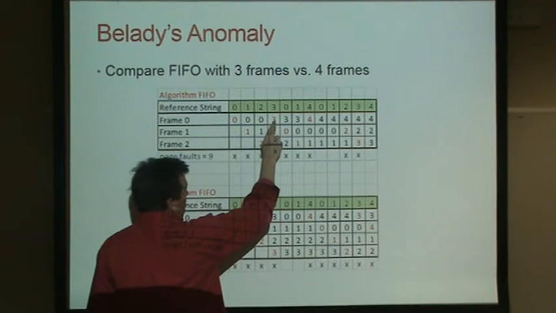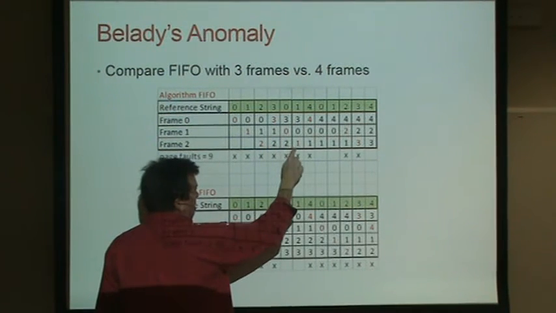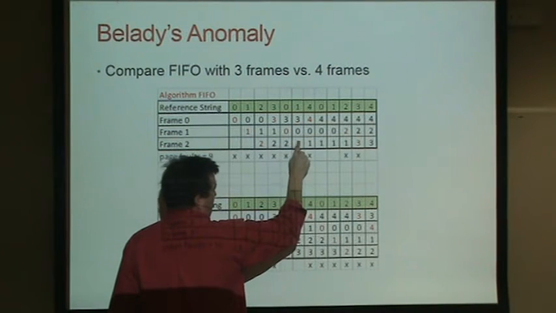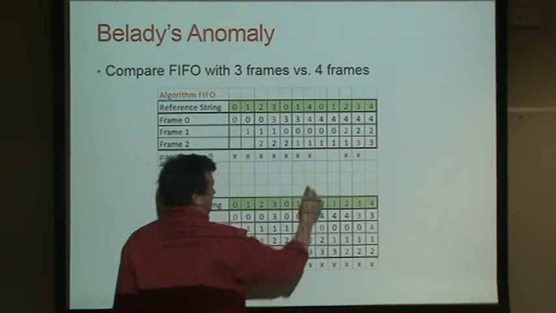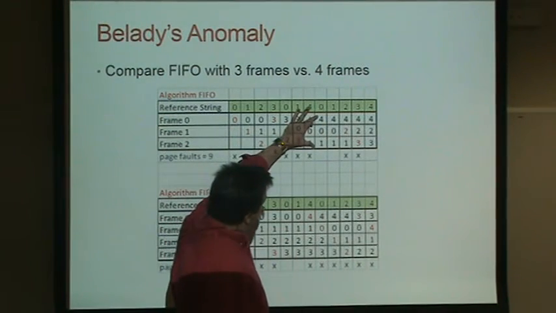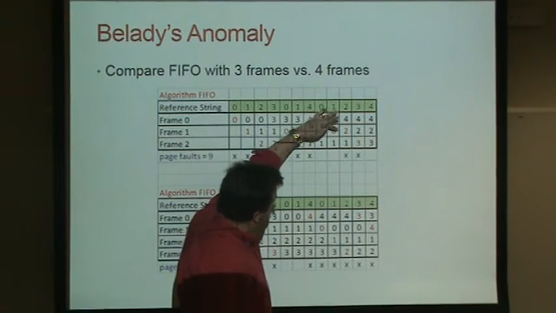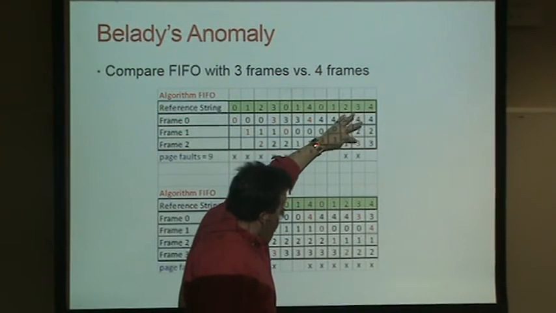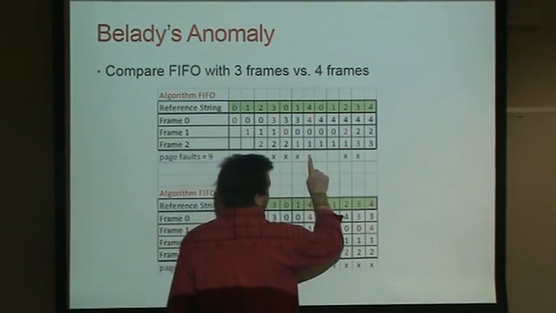So we'll write it on top of 0, then 0 wants to come in, so we write it on top of 1, then 1 wants to come in, we write it on top of 2, then 4 wants to come in, so we write it on top of 3. 0 is already in, 1 is already in, now 2 wants to come in, so it's going to be written on top of this one, 3 wants to come in, it's written here. So we have these page faults: 1, 2, 3, 4, 5, 6, 7, 8, 9.